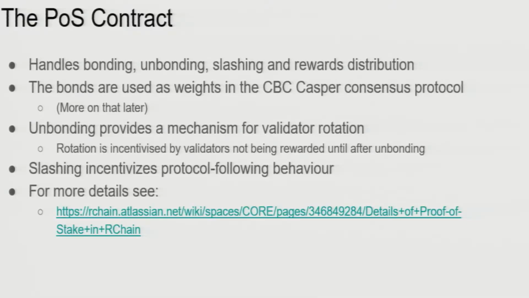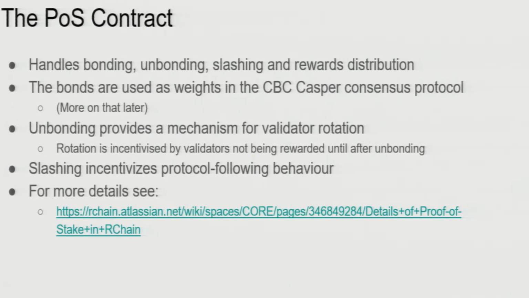All right. So now we'll talk real quick about the proof of stake contract, then we'll let Kent come up here. The proof of stake contract handles bonding, unbonding, slashing, and rewards. This is key to the Casper protocol because that's where the weights come from. But Casper itself runs at a layer below Rholang, at least in the first implementation. We'll write contracts for it at some point in the future.